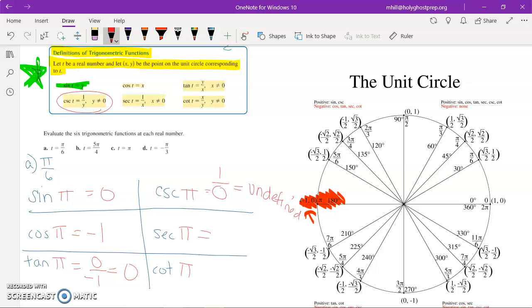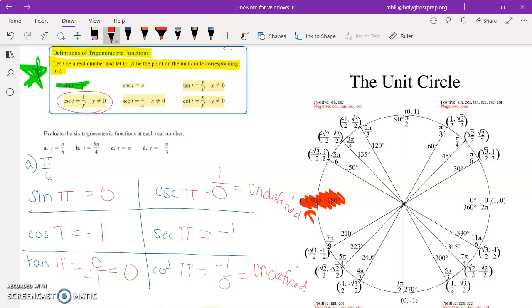The secant, the reciprocal of negative 1, is negative 1. And the reciprocal of tangent, which was 0 over negative 1, would be negative 1 over 0. So that also is undefined. So you can get undefined as your answers for these ones.